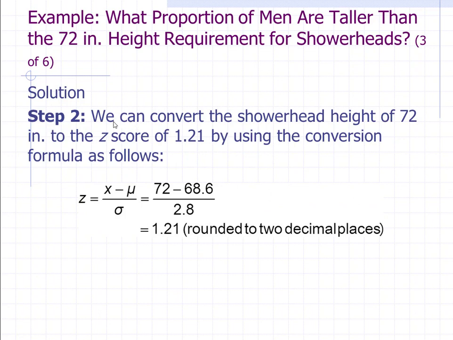So what we need to do is convert our shower head height to a z-score. We take our score minus the mean divided by the standard deviation, and that comes out to be 1.21. Now what does that mean? That's 1.21 standard deviation units above the mean. So when we talk about z-scores, this is how many standard deviation units above the mean when it's positive, or below the mean when it's negative.